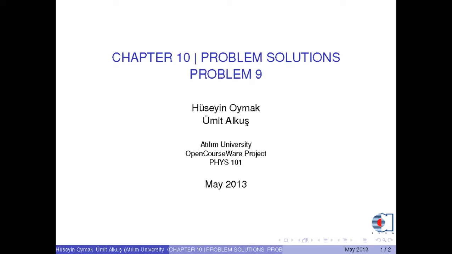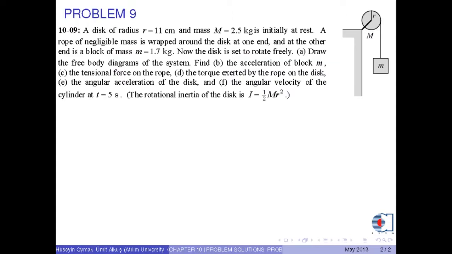In this video, we will solve one problem in Chapter 10. A disc of radius small r, which is 11 centimeters, and mass capital M, which is 2.5 kilograms, is initially at rest. A rope of negligible mass is wrapped around the disc at one end, and at the other end is a block of mass small m, 1.7 kilograms. Now, the disc is set to rotate freely.